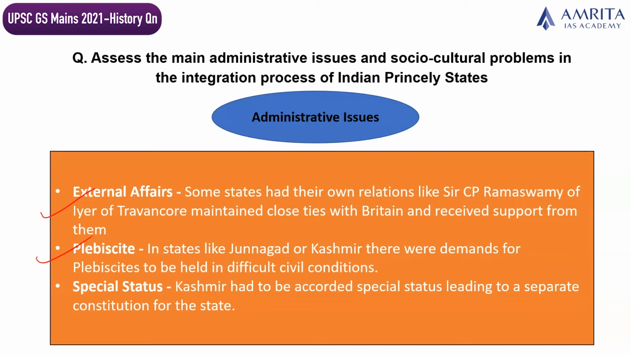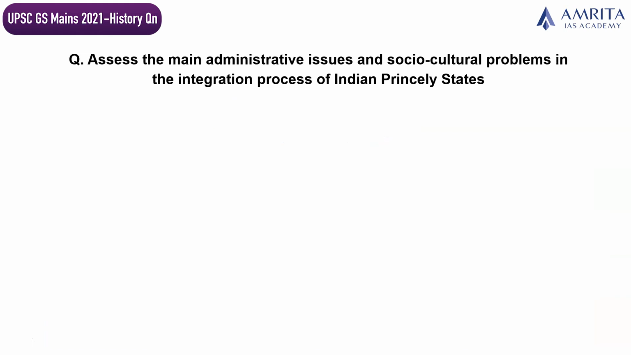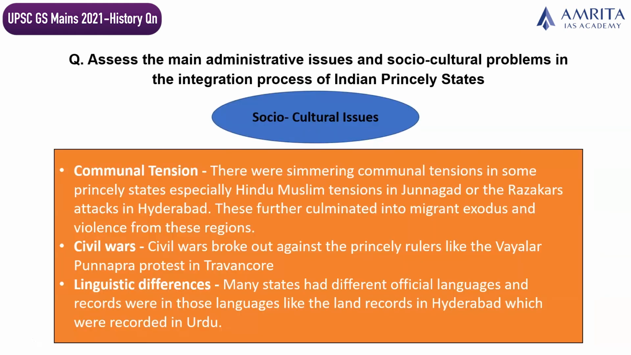As a part of this, students, a special status had to be given to Kashmir, which was contested both by Pakistan and India as being a part of their territory, and that is why they were given a separate constitution to appease them and keep them as a part of the Indian Dominion. So students, these were some of the administrative issues, and after this there were many socio-cultural issues as well.